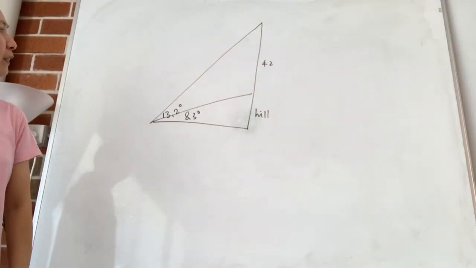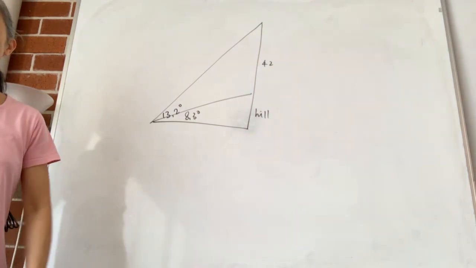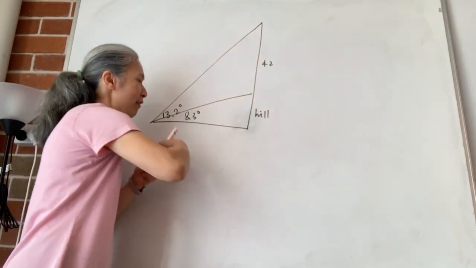Okay, first things first. The hill with the ground has to be 90 degrees.